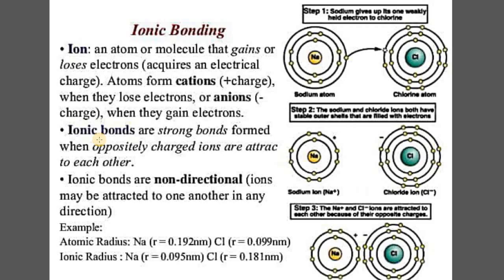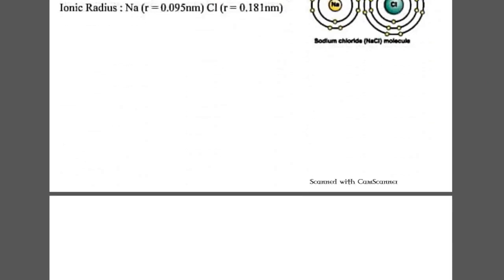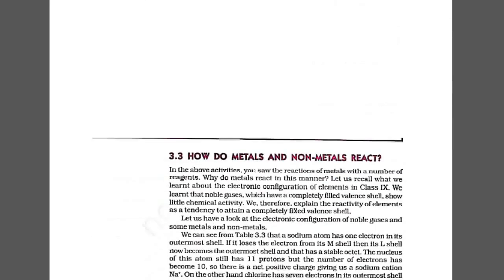For example, here you can see the atomic radius and ionic radius for sodium, and for chlorine and chloride. So definitely you will be able to see that ionic bonds are very strong bonds, and it is very difficult to break them because there is a strong electrostatic force of attraction between these particles.